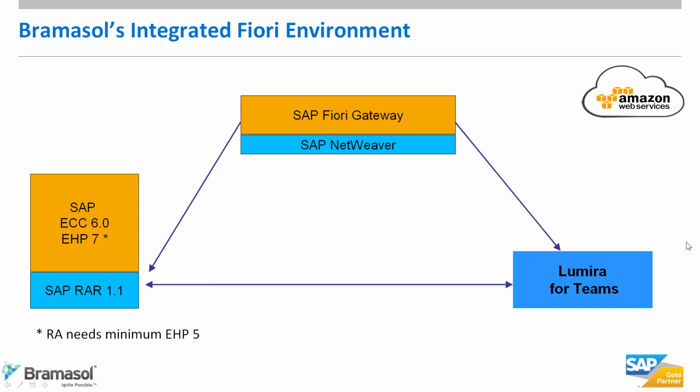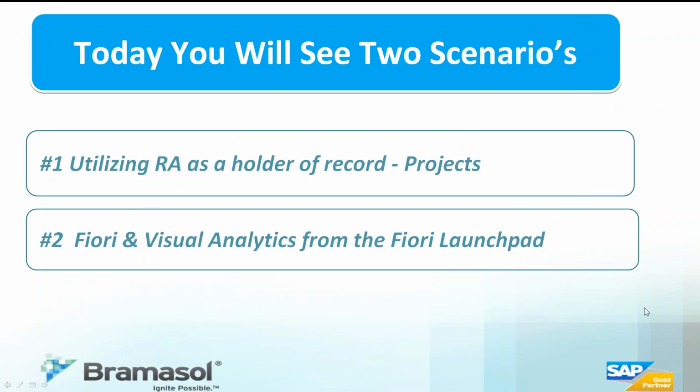Okay, so let's go onward now and take a look at what we're going to be seeing today. So a couple of scenarios. One is we're going to use RA as a holder of record for projects. And we'll look at a simple scenario for that and talk about how it's maintained with an external program that's not an SAP program. And then we'll move into the Fiori and the visual analytics from Fiori Launchpad and talk about the usability index that Rammus is really looking at with this paradigm being introduced with Fiori.